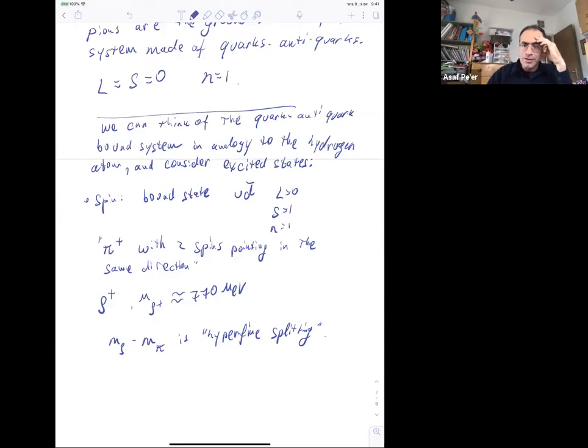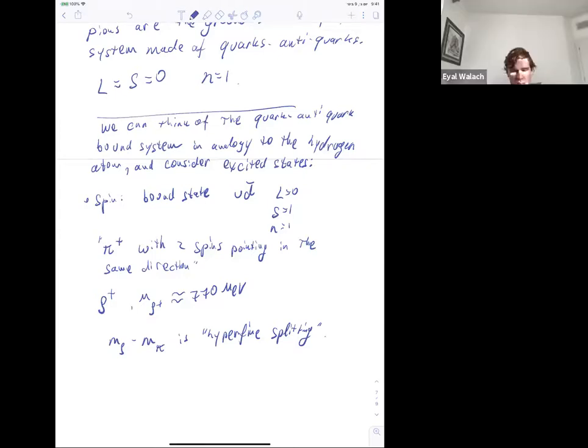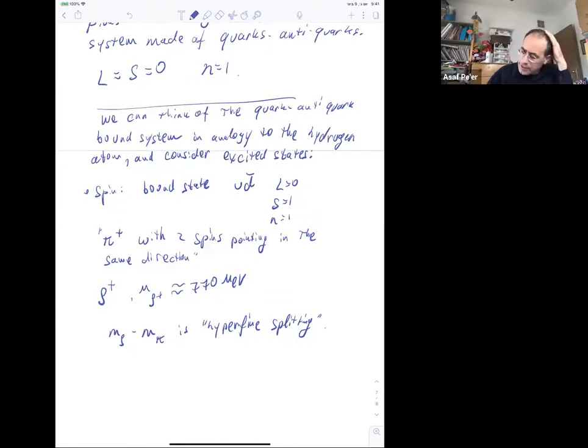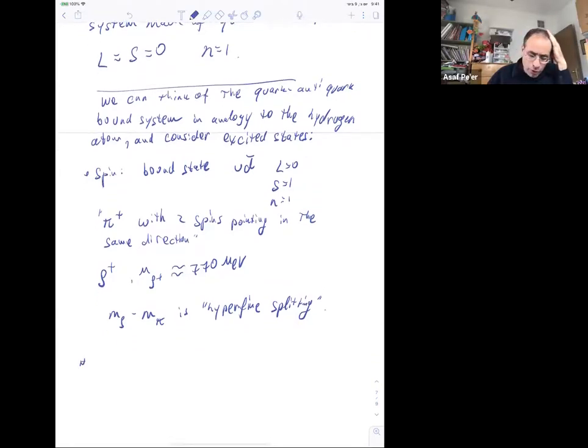So that's why here it's not a small difference, it's a huge difference in masses. Right? It's nearly 4 times, more than 4 times, nearly 5 times bigger. So this is one example. The other example is orbital angular momentum.